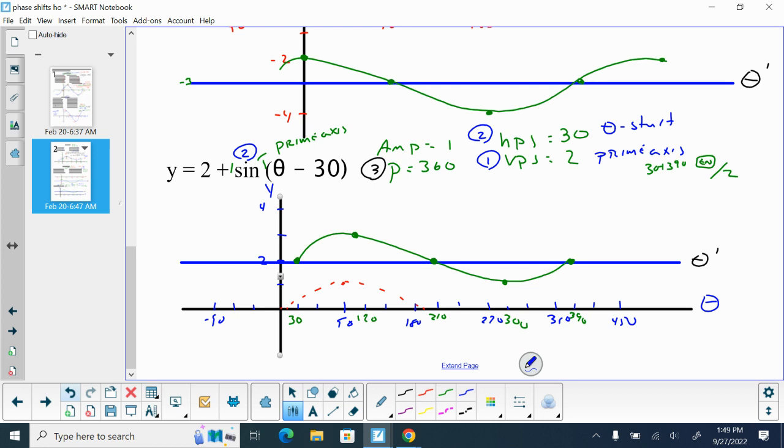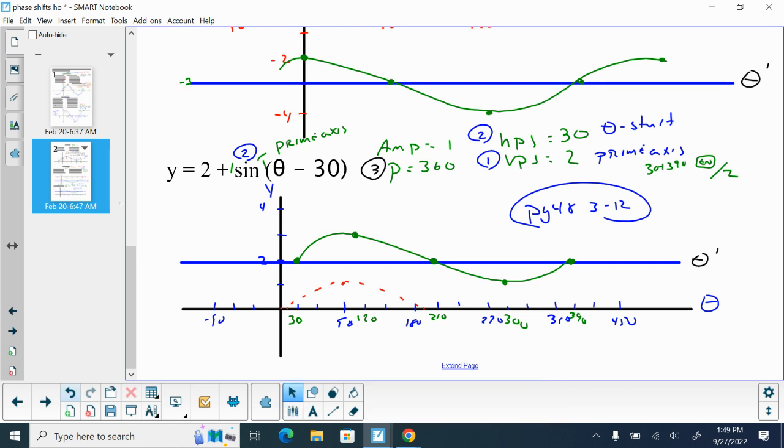Your homework is on page 48, problems 3 to 12. What we will do tomorrow is start putting all these things together. We'll start changing the amplitude. We'll start changing the period. We'll get a lot of practice with them. It's not one of those things where we're going to get through this quickly, because this is all new to you.